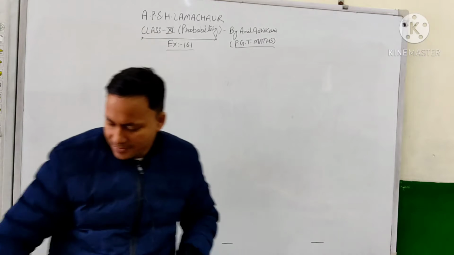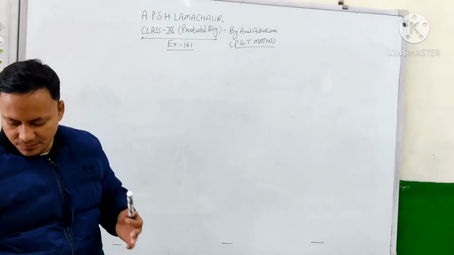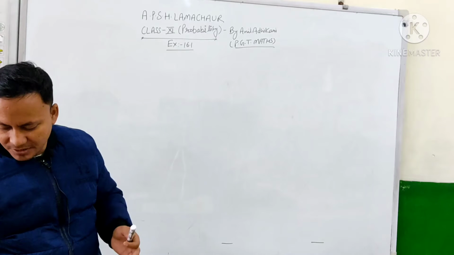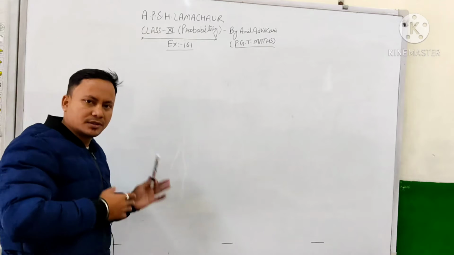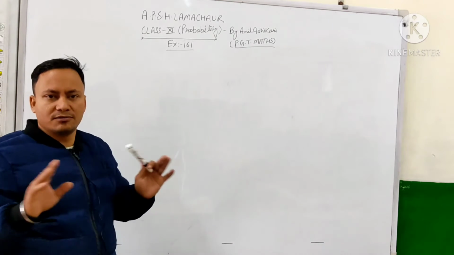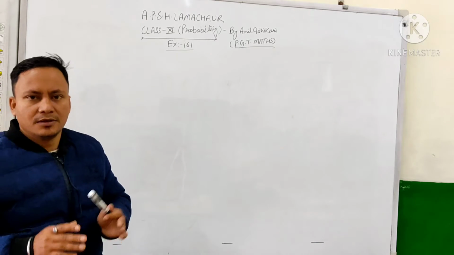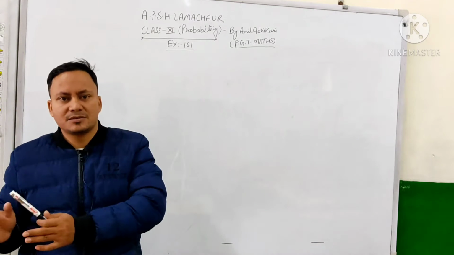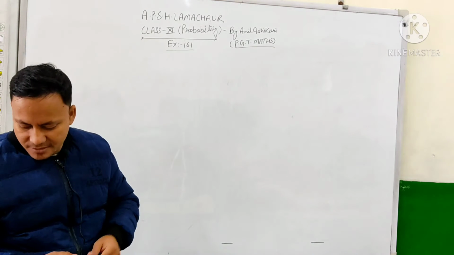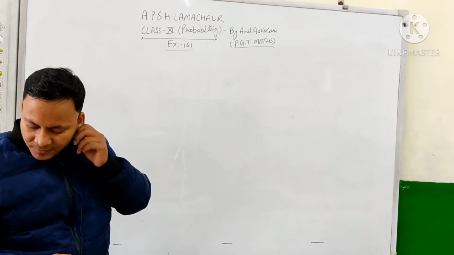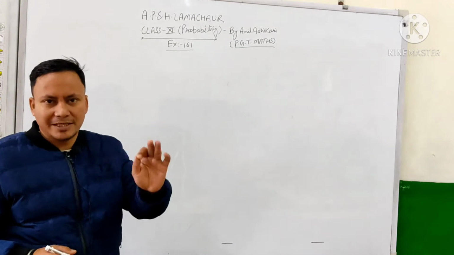The very first question of exercise 16.1 is: in each of the following exercises 1 to 7, describe the sample space for the indicated experiment. So what we have to do here, dear students, is not find the probability of the given experiments, but write the sample space for the given experiments. These are a few experiments which have been given over here. We just find the sample space for the particular given experiment.